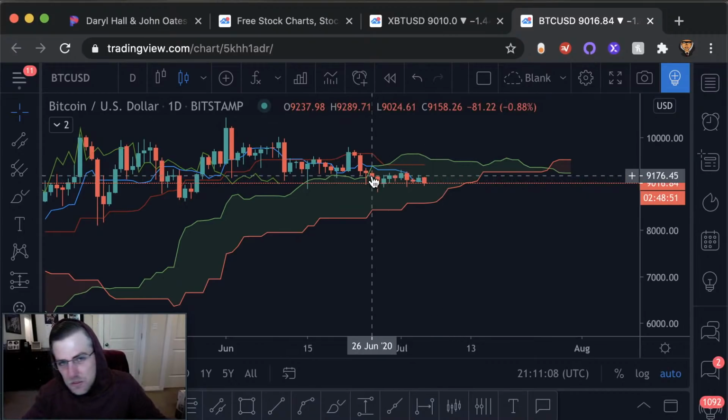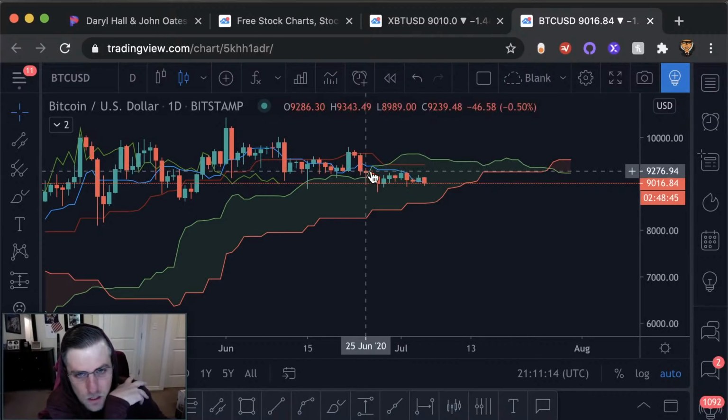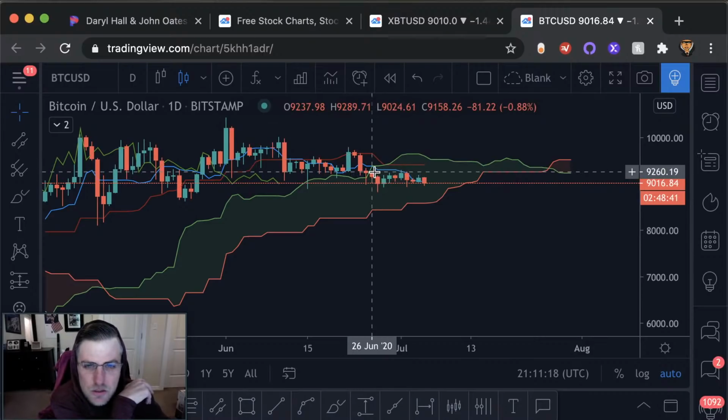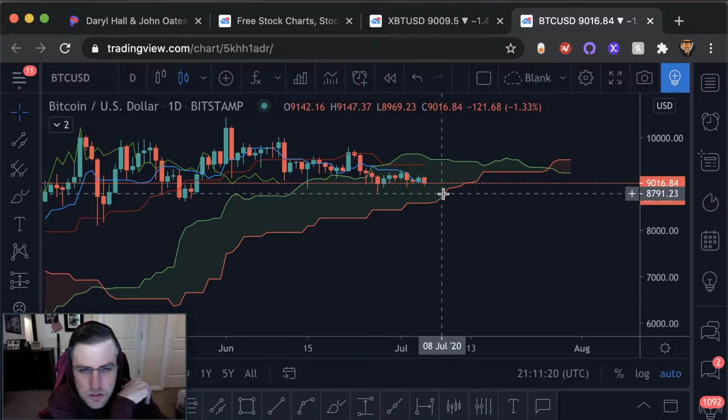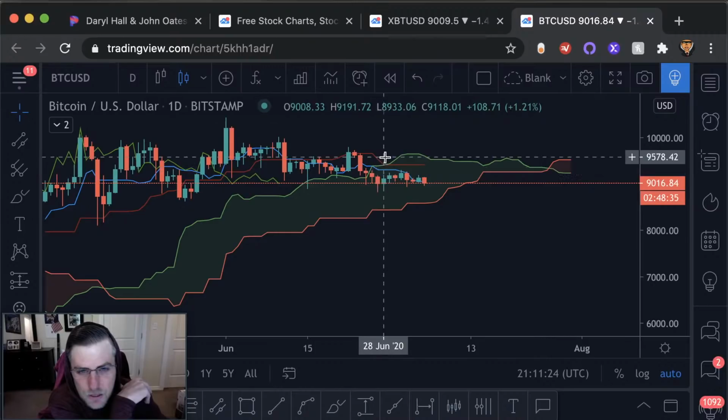Price re-entered the cloud right here on the 26th. So this will be your take profit on a long signal. This could be a short signal if you're going edge to edge. So you would enter on the close inside the cloud, target a return to the other edge of the cloud, and stop loss as they close back outside of that cloud.